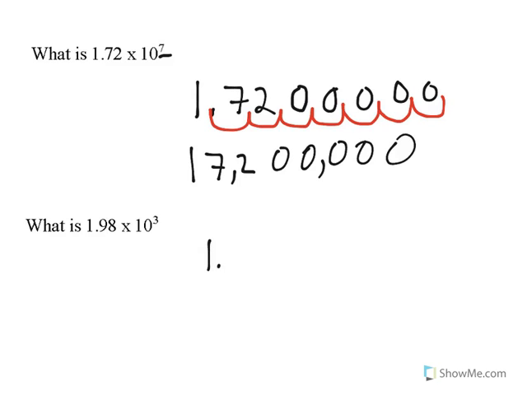Okay, what is 1.98 times 10 to the 3rd? So we move the decimal point 3 times. 1, 2, 3, and wherever we have a little cup, an empty cup, we have to fill it with a 0. So 1.98 times 10 to the 3rd is 1,980.